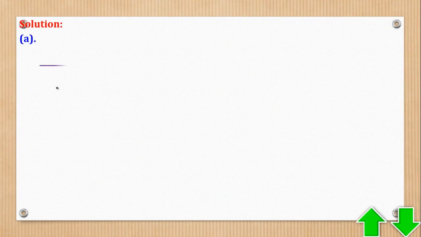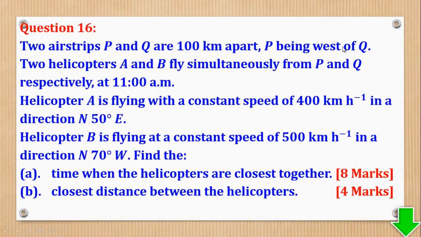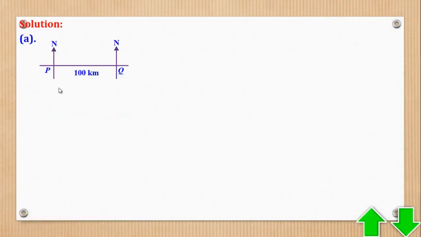So first is to make a sketch, because we have to convert from magnitude to vector. So first of all, they told us that P being west of Q, that is why we are seeing here, P is this side and Q is this side. Then in vector form, it will be the relative position vector of A relative to B, position vector of B relative to A. So that means that you stand at A and locate B. Remember, A was at P.